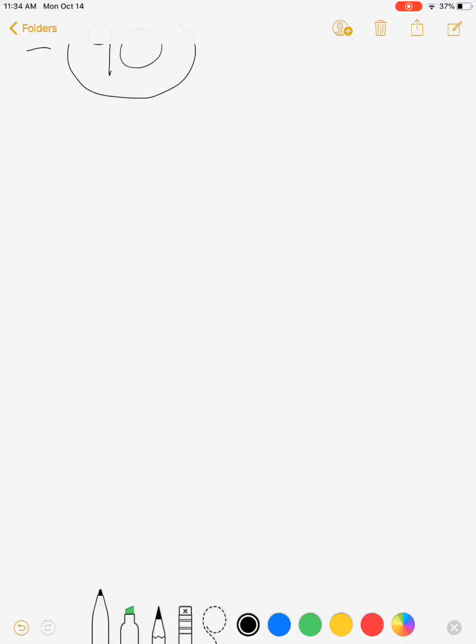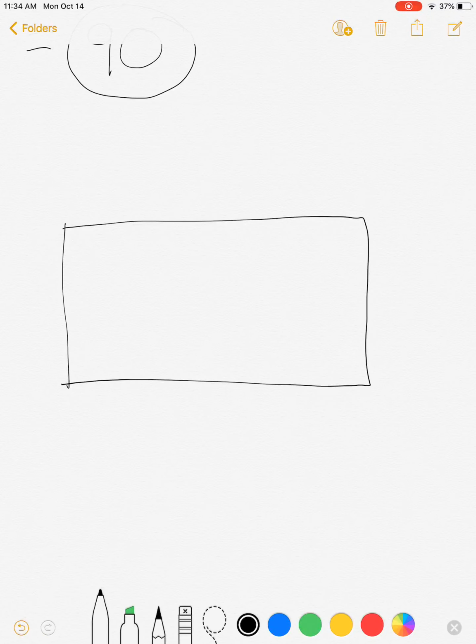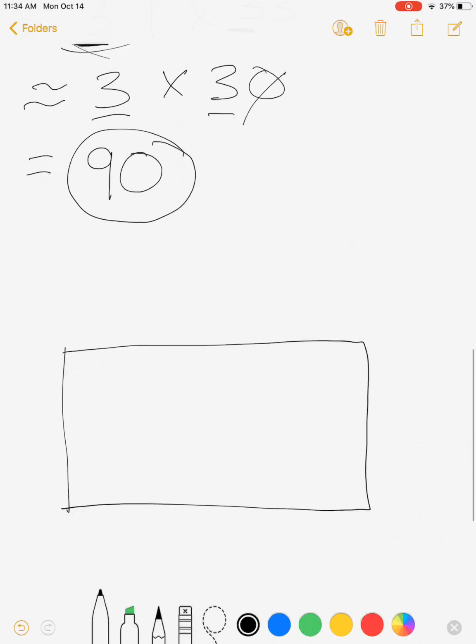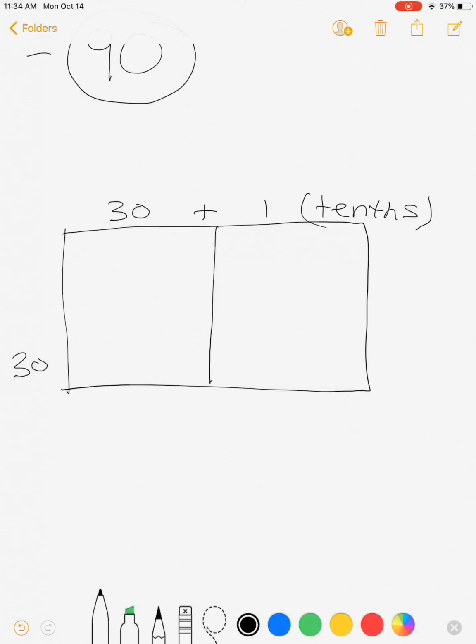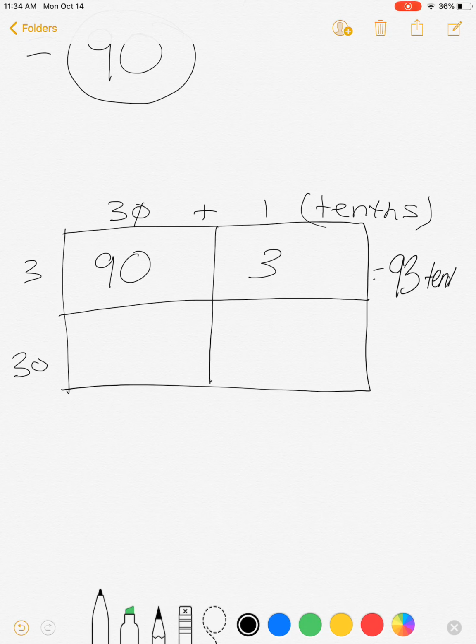So now standard algorithm, no, not yet. Area model. So if we have 31/10, that's another way of saying 3 1/10. 31/10. So 30 plus 1. We need to make sure we label tenths. Times 33. So 3 times 3 is, bring down that 0, 3 times 3. So I have 93 tenths.